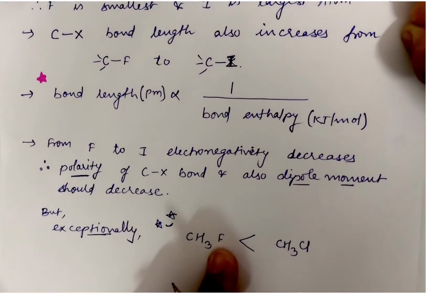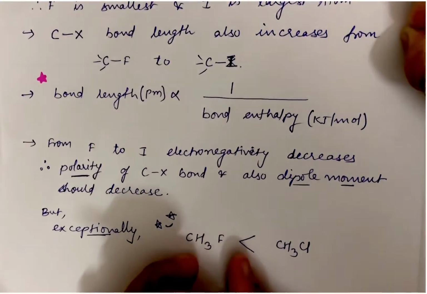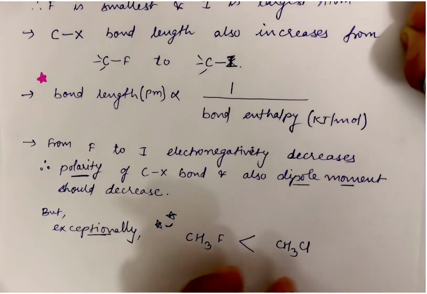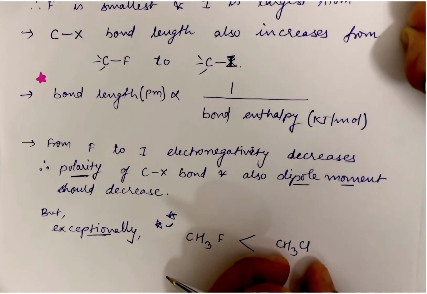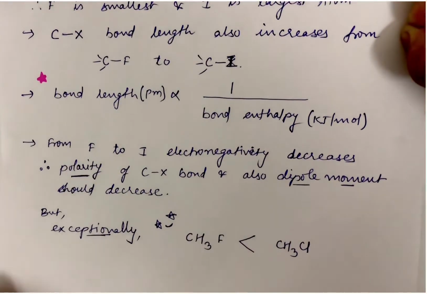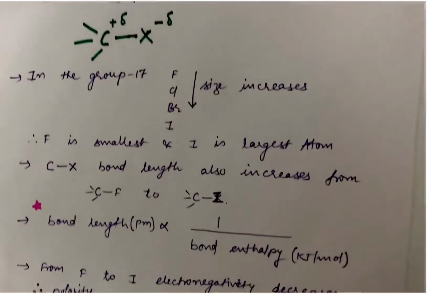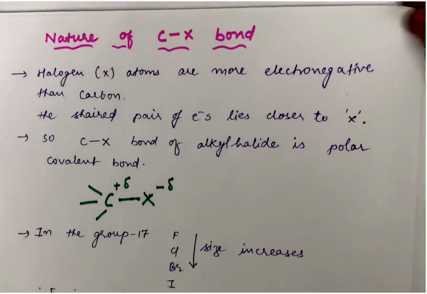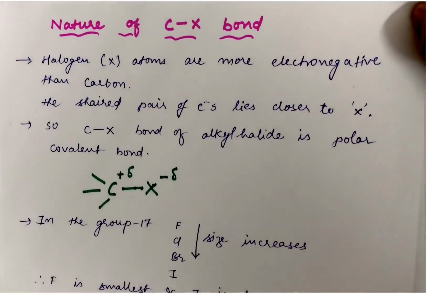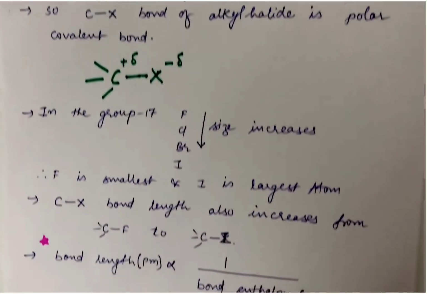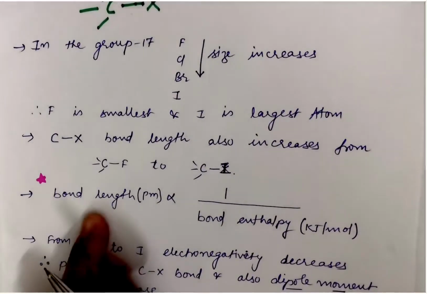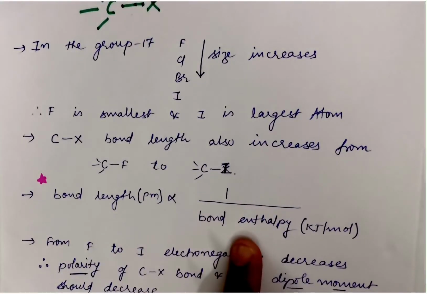Its magnitude is very high. Though having higher magnitude, the size of it is very small, and hence the polarity of the C-X bond is also less when compared to CH3Cl. So that was all about the nature of the C-X bond which I brought to your notice. And as I said, I am repeating again, this particular point of bond length being inversely related to bond enthalpy is very important.